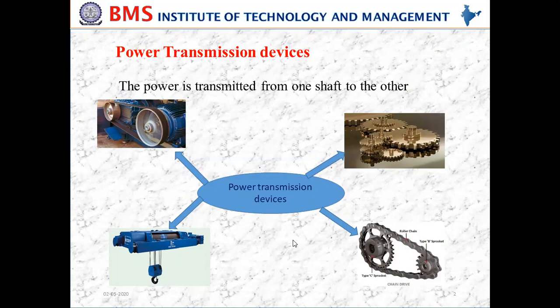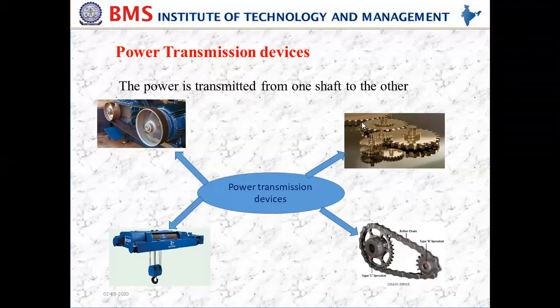Okay. So of course this chain drive, if you observe this particular chain drive, you can see that in internal combustion engines, the power which is developed inside the engine cylinder is transmitted to the crankshaft, and then the crankshaft is connected to the rear wheel shaft by means of chain drive. So in the IC engines we use the chain drive.